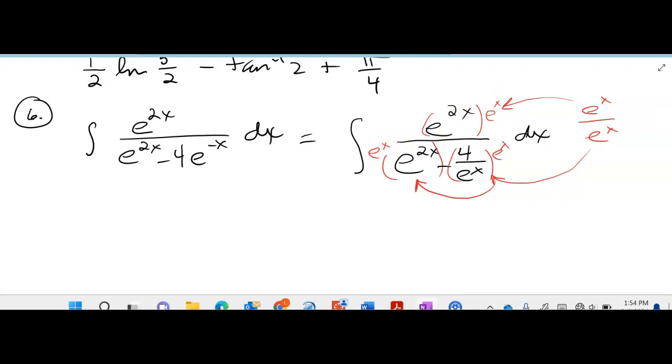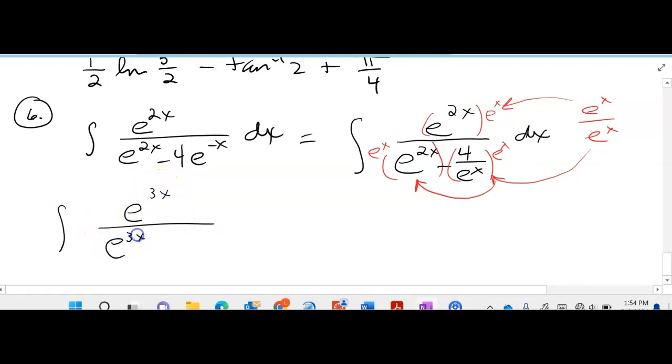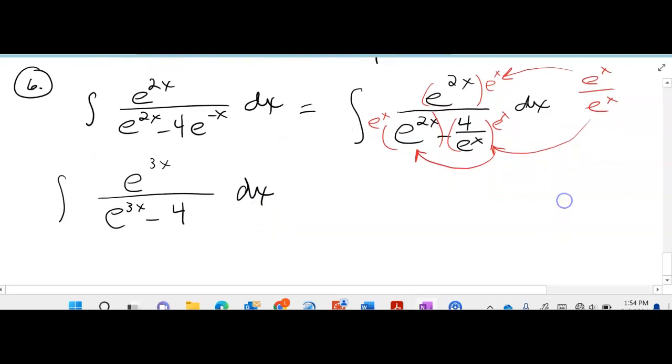And when I multiply it by everything, e to the 2x times another e to the x is going to give me e to the 3x. Same here. Minus 4, because my e to the x is gone. This, as you can imagine, helps a lot because you can see your u sub now. If I let u equal e to the 3x minus 4, because we always let u equal the denominator when we have fractions like this, then I'm going to get a 3e to the 3x dx.